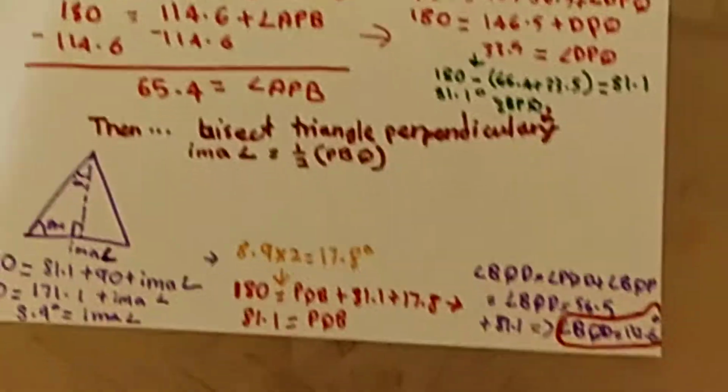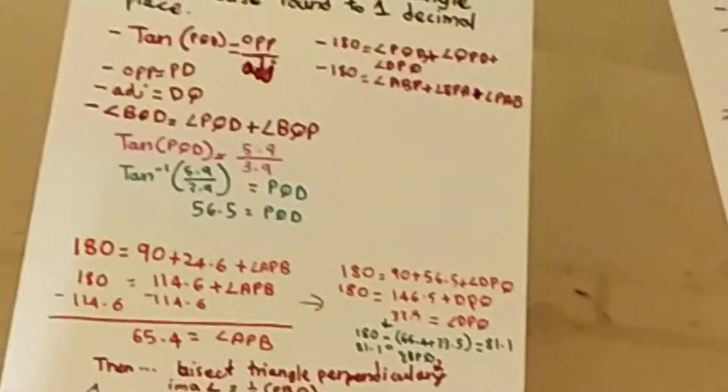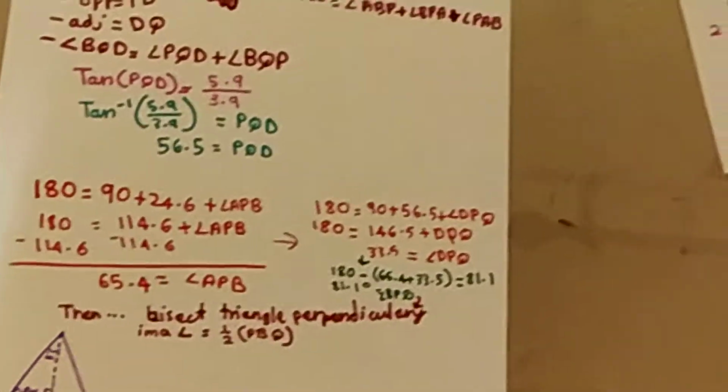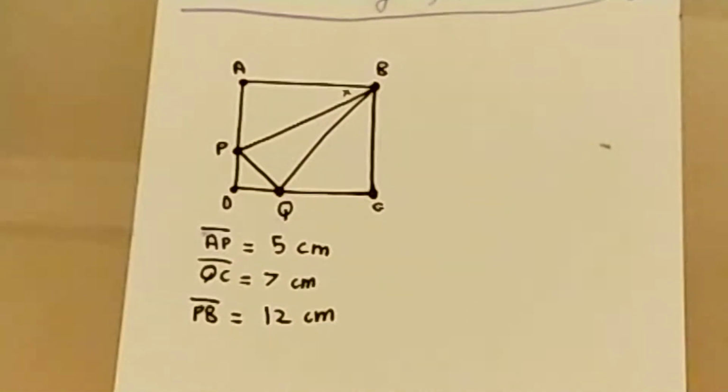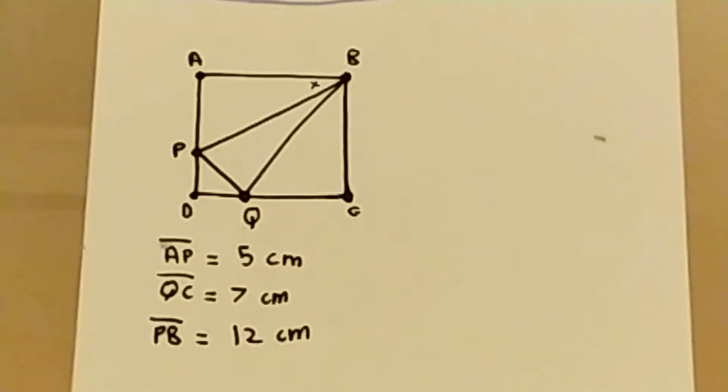And then I finally added angle PQD plus BQP to get angle BQD, and I got 137.6 degrees. It's a little messy, so even I can't read what it is. Okay, this is the explanation of the trickiest problem, number 5, which was the hardest for me to explain. But anyway, that's the way I did it, and here's the puzzle if you want to see it again, and bye.